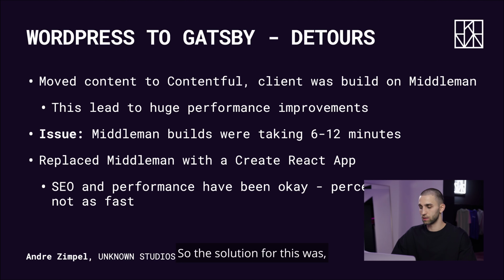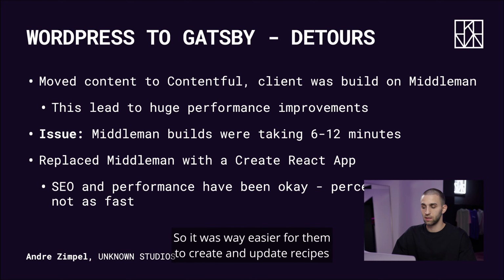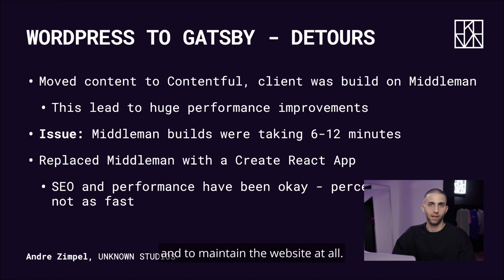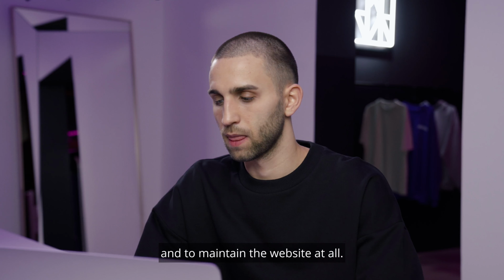So the solution for this was that I removed the Middleman client and moved it to a Create React app. This, quite surprisingly, led to a similar SEO performance and also performance overall for the user. The benefit was that content changes were reflected immediately, so it was way easier for them to create and update recipes and to maintain the website at all.